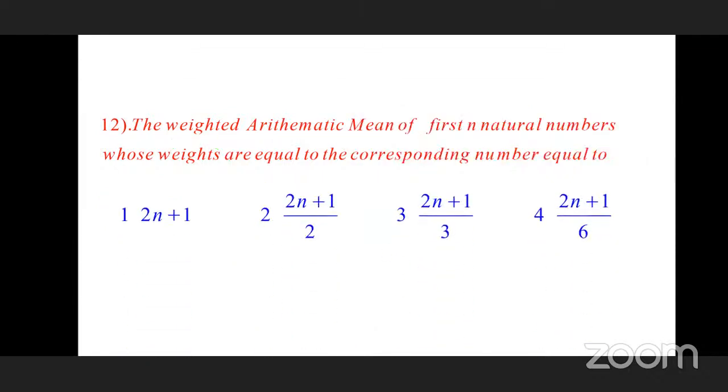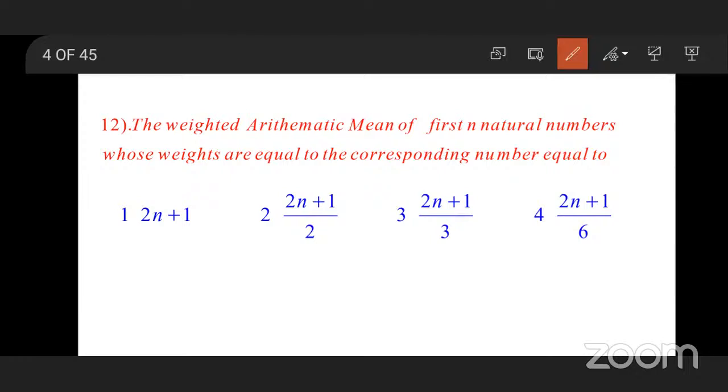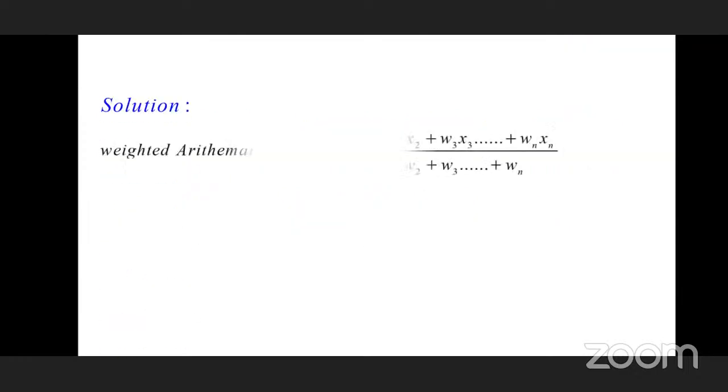The third option is the correct answer. The third one is the correct solution. Formula: the weighted arithmetic mean is W1 x1 plus W2 x2 plus W3 x3 and so on up to Wn xn, divided by W1 plus W2 plus W3 and so on up to Wn.